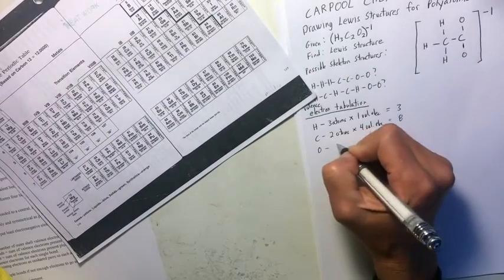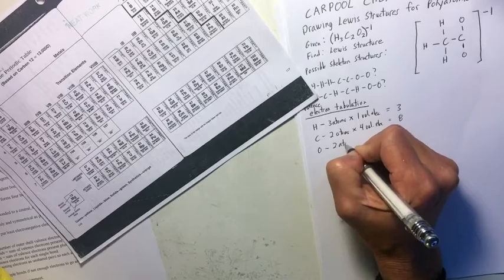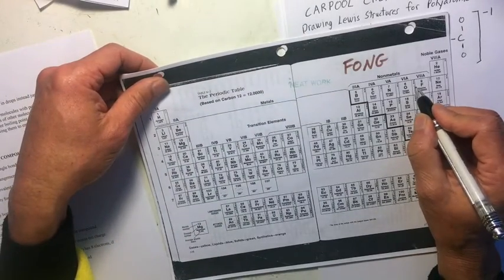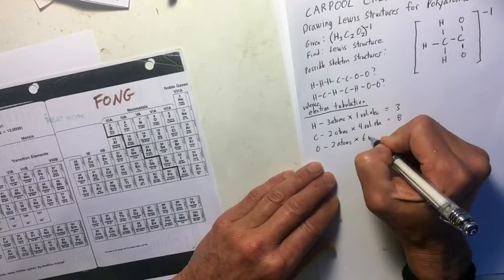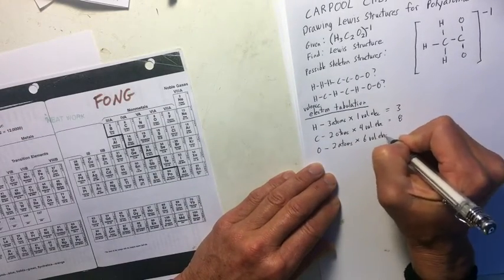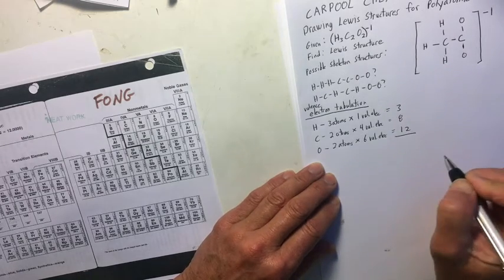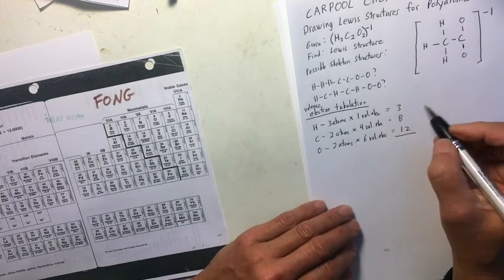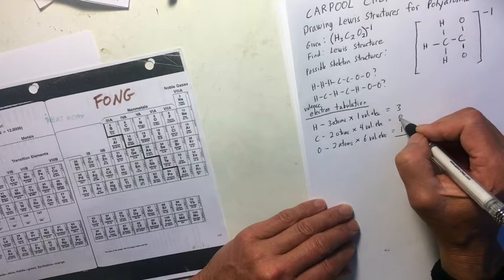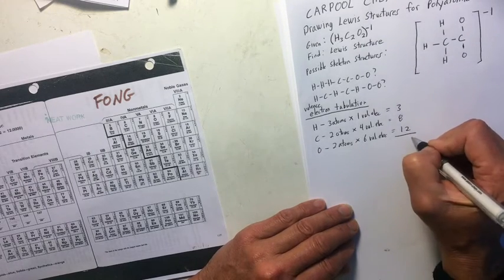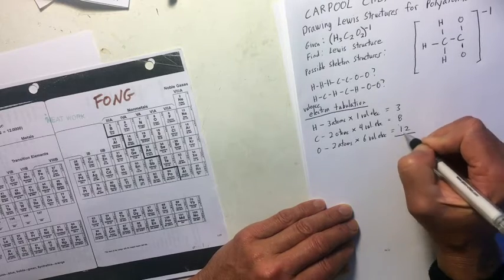And then oxygen, we have 2 of them, 2 atoms times, and oxygen has 6 valence electrons. 6 valence electrons is equal to 12. So the total number of valence electrons in this structure are 11 plus 2 is 13. Carry the 1.